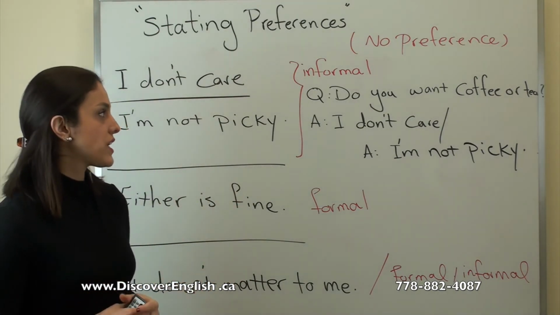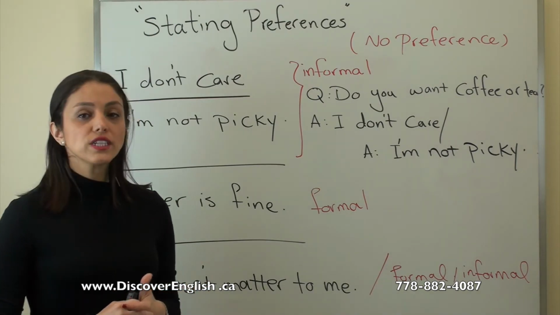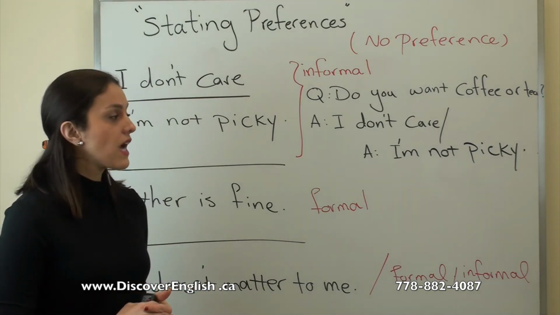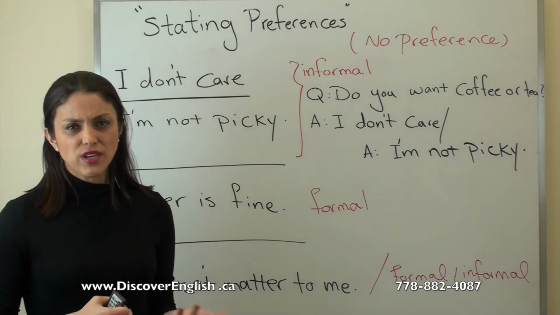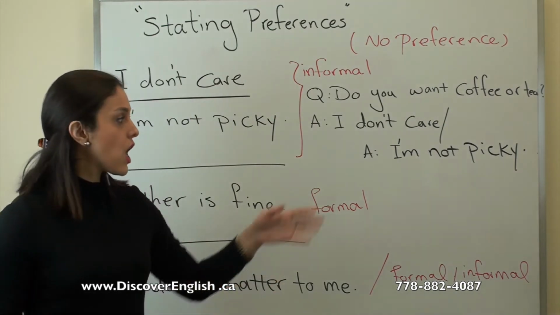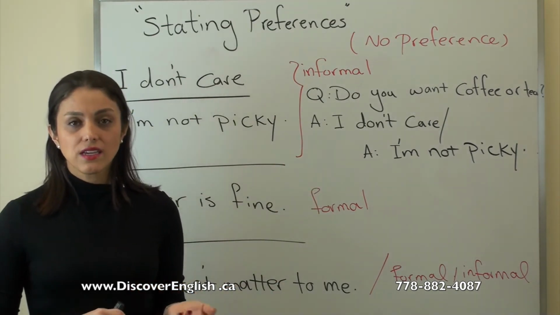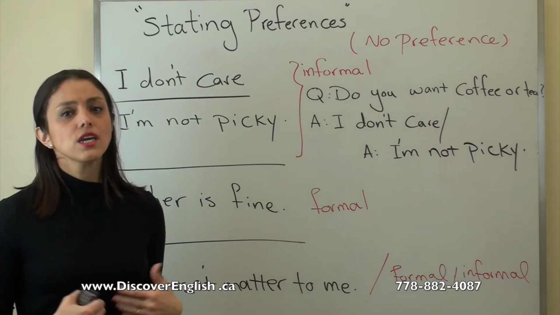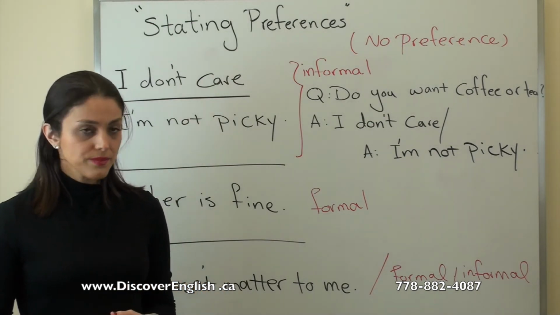Look at the question. For example, I say, do you want coffee or tea? Say, I don't care. It means it doesn't really matter. I have no preferences. Or I'm not picky. Same actual meaning, so you can use either of them.